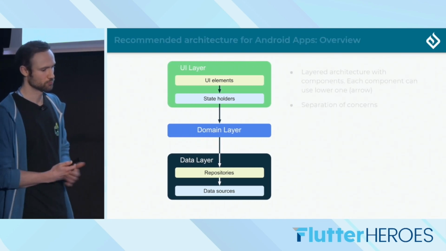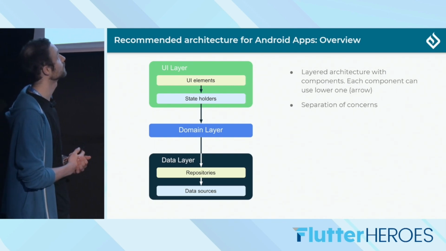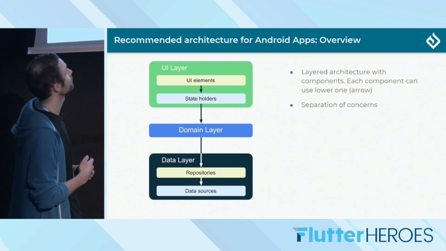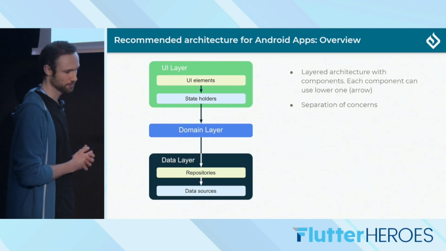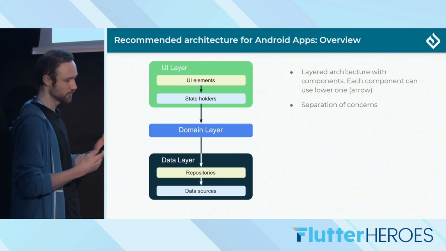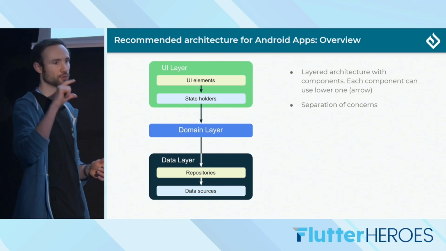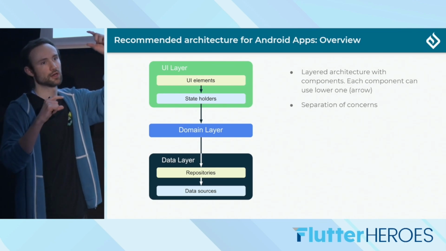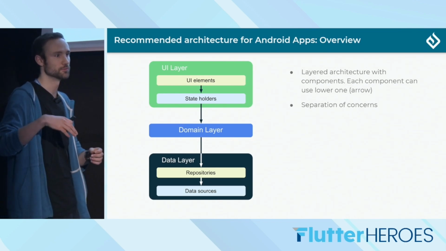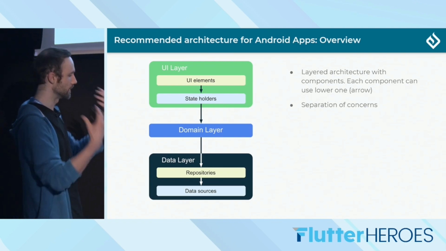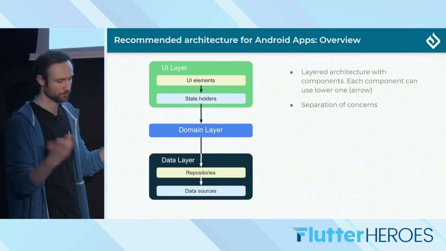So maybe in some short words, what do we have here? As you can see, it's a layered architecture. The arrows describe which components depend on another one or use a lower one. And so yeah, the principle of a layered architecture, as in all layered architectures: you have one layer and it provides functionality to upper layers, which then can use this, but you don't do it the other way around. A lower layer should never use something in the upper layer and never know what's there.